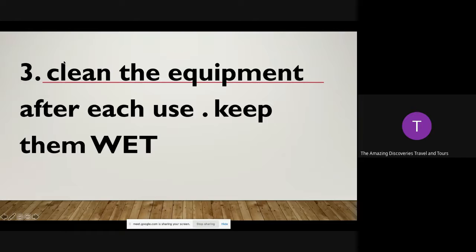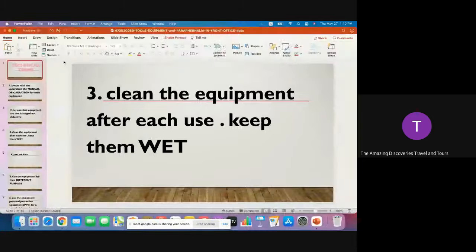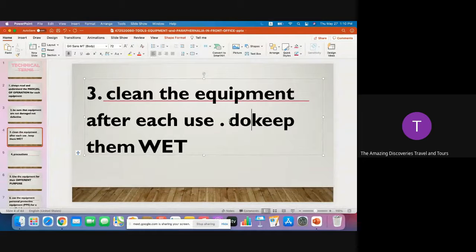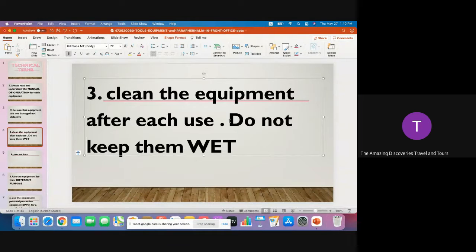Clean the equipment after its use. Okay, so do not keep them wet. So they must not get wet, especially our computers. Let me just edit this one. Okay, so do not keep them wet.